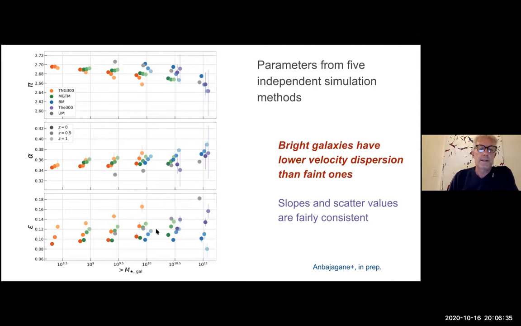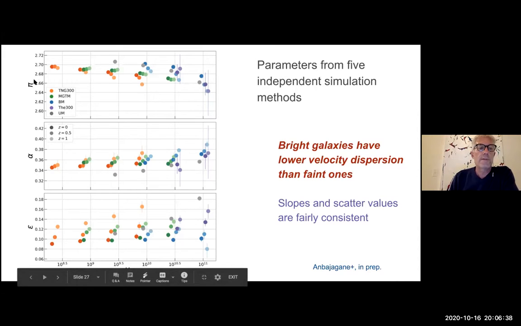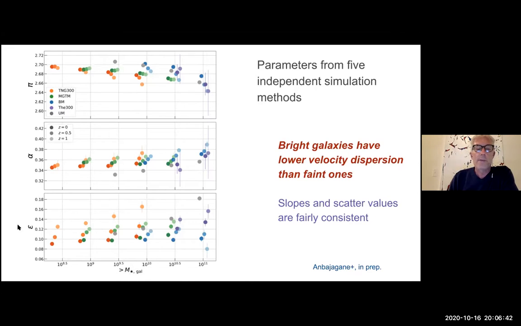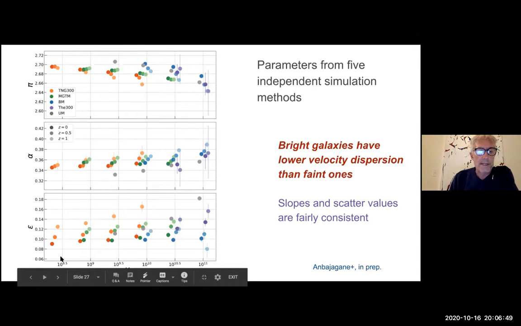And this is a little bit of a complicated plot, but I'm showing you first up here the normalization, the slope, and the degree of scatter about the mean relation. And what we're looking at are populations of galaxies that are thresholded by stellar mass.